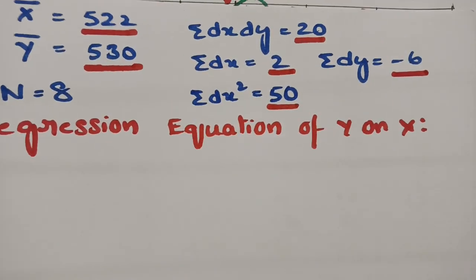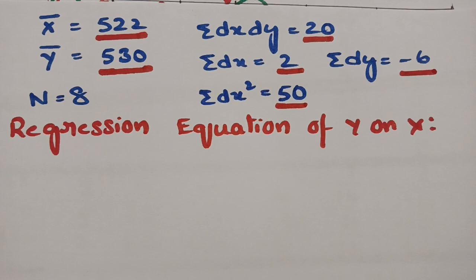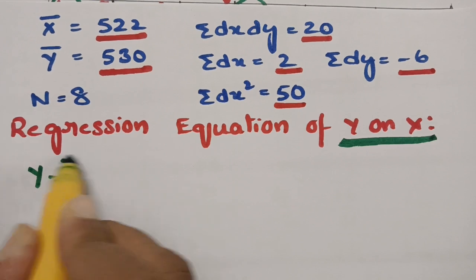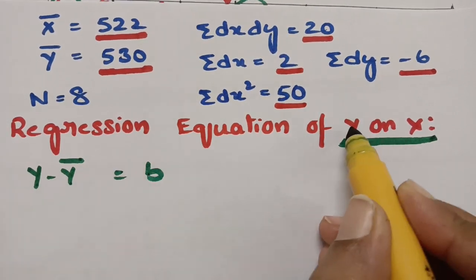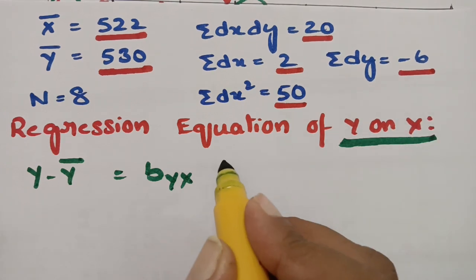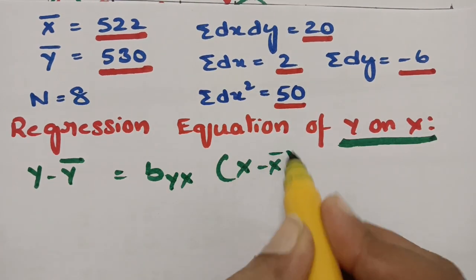So now we have to find the height of the daughter when the height of the mother is given. So we have to find out y on x. See here, just now I've told you the equation. We have to start with y. This is y minus y bar, and this is b, y on x, and we have to end up with x. So it will be x minus x bar.